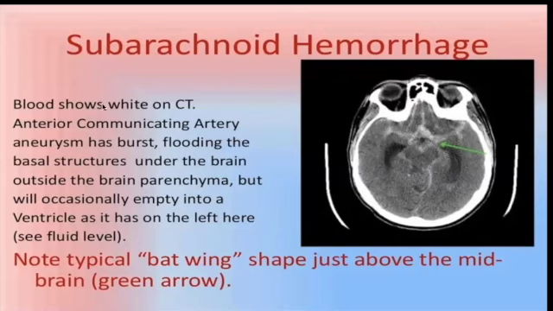Okay, you don't have to write this on your exam. You don't have to say, oh, this is the anterior communicating artery and the aneurysm has burst and this is flooding the basal structures. This is not what we're looking for in the exam. You should just be able to identify that you're looking at an axial CT image of the brain, and this is a subarachnoid hemorrhage, and that the ventricles haven't yet been filled. That's just enough for you to know, okay?